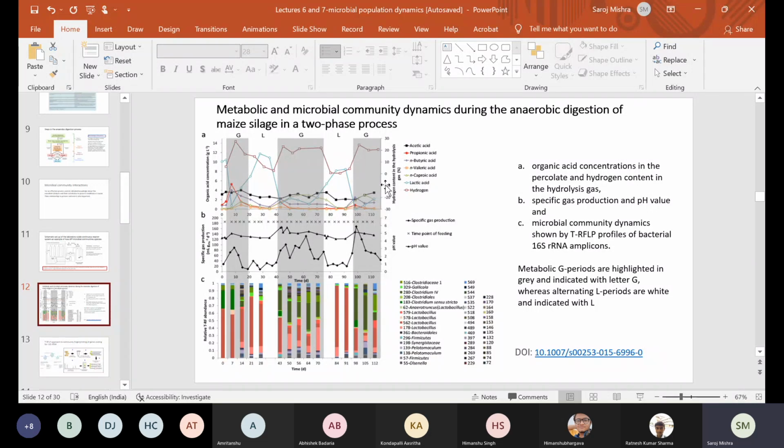But what is interesting to note here is that in spite of that recycling, during the first 110 days, there is no methane formation in the reactor. The only gas which you detected was hydrogen.